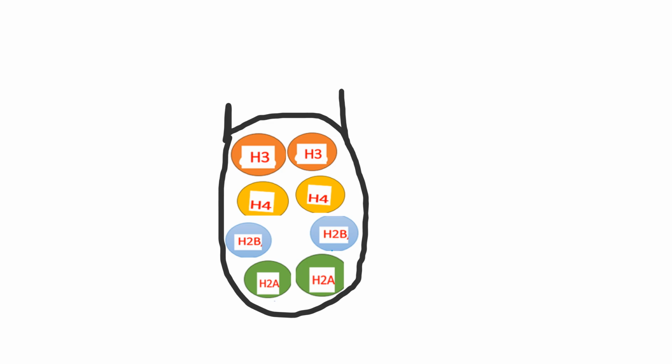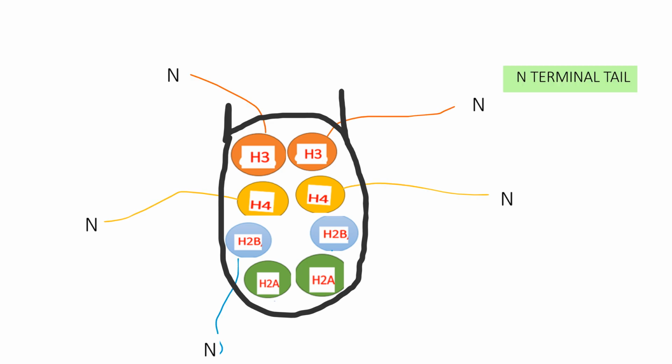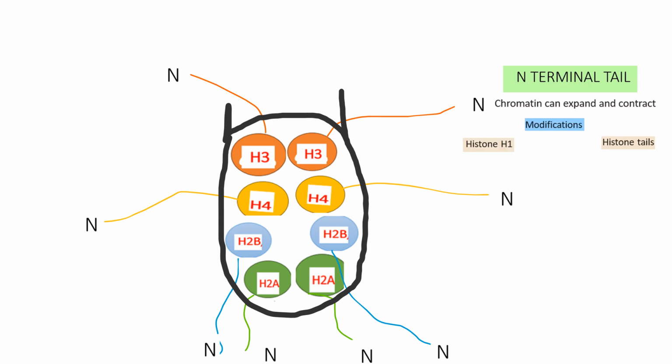The tails of the histone molecules protrude from the nucleosome. It is believed that the chromatin can expand and contract in response to the chemical modifications of histone H1 and histone tails, which protrude out and are accessible to enzymes that add and remove chemical groups such as methyl and acetyl groups to undergo methylation and acetylation respectively.